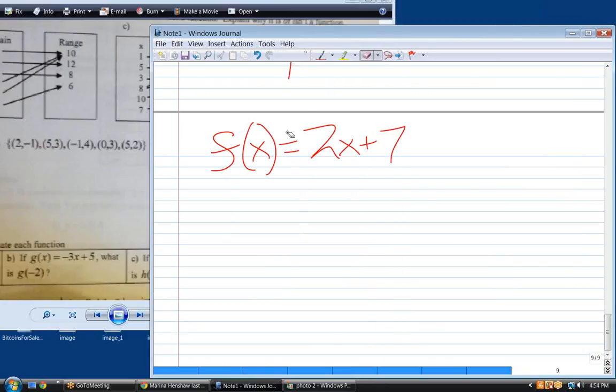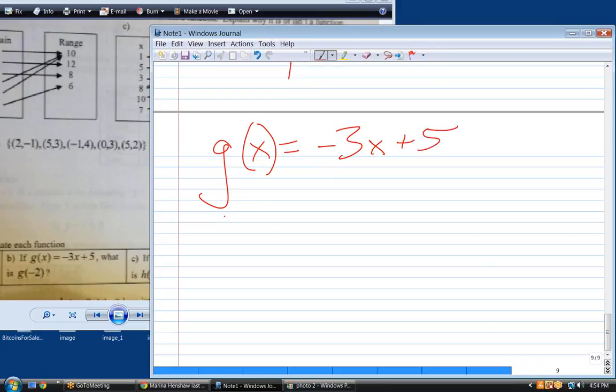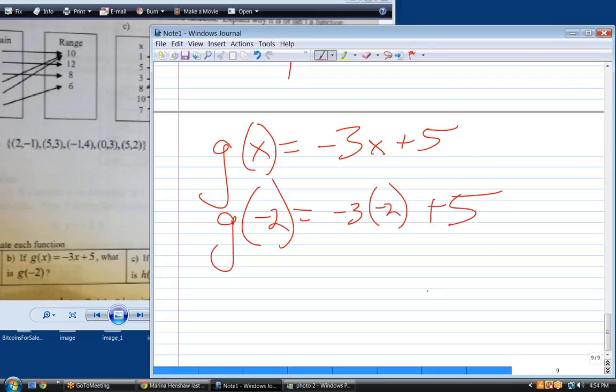Okay. So here we have a different function, g of x, and it's equal to minus 3x plus 5. So what is g of minus 2 equal to? Do it in steps. Tell me, in other words, plug it in first, and then we'll do the arithmetic. Negative 3 times negative 2 plus 5. Yeah, that's always the way you want to do it. You don't want to try to do these all in one step.